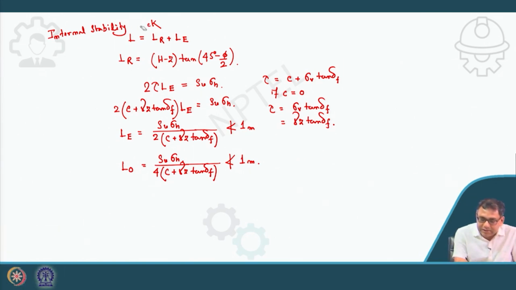And what is external stability? For external stability, the same 4 checks that I have discussed: the factor of safety against sliding, factor of safety against overturning, then the no-tension zone, and the bearing capacity. So, those 4 are the external stability checks. These determine the spacing, and these are internal stability. Now, this is for the static case.